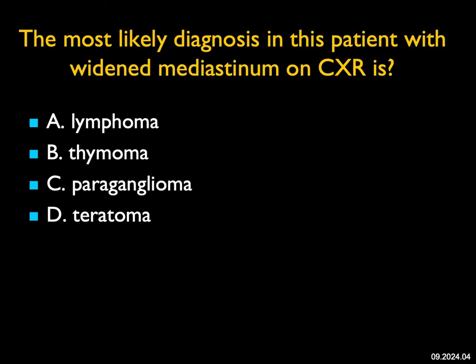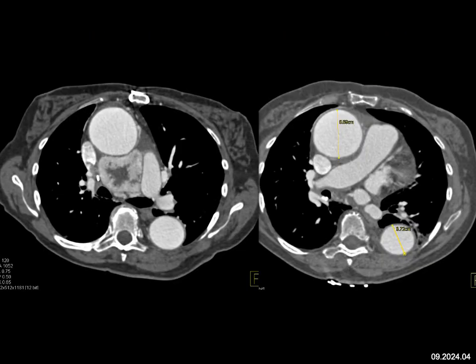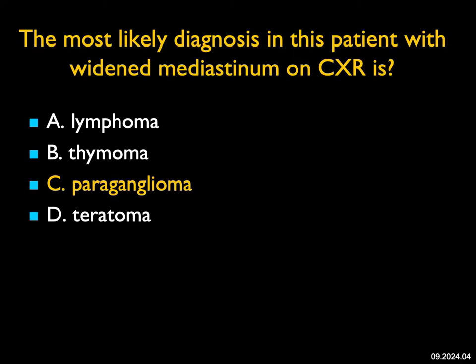The most likely diagnosis in this patient with a widened mediastinum on chest x-ray is, there's a large mass in the middle mediastinum. It's vascular with central low density. It could be lymphoma, though not the greatest location to only have that in lymphoma. Thymoma is anterior mediastinum, not a good place, and the same thing is true for teratoma. Paragangliomas, which are really ectopic pheochromocytomas, they're neuroendocrine tumors, can be vascular, can have central necrosis, and the middle mediastinum is a good location for these tumors, and this was a paraganglioma.